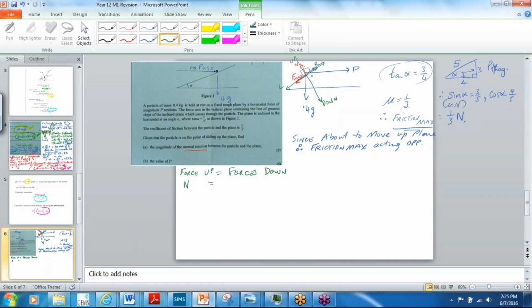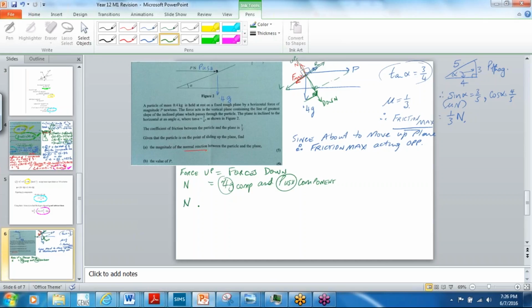Forces acting down, we've got the 0.4 G component, which is resolved across at 90 degrees, so it's that component. And we've got the pull or the push force, which I've turned into a pull force, acting down. That is the push force down component. All right, let's make this into an equation.